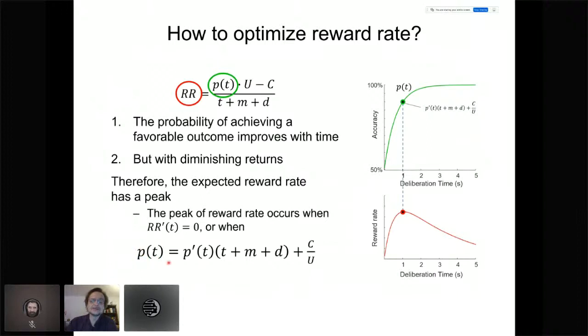The best time to decide is when your probability is equal to the slope of the probability times t plus m plus d plus c divided by u. And you can convince yourself of this if you just solve for when the derivative of this equation is zero and the second derivative is negative. That's the peak. Now, this is the best time to commit.